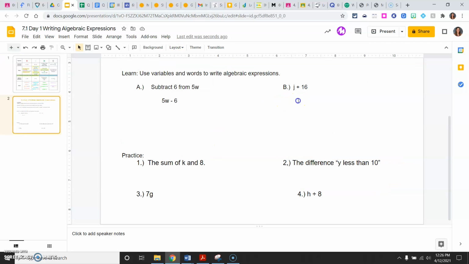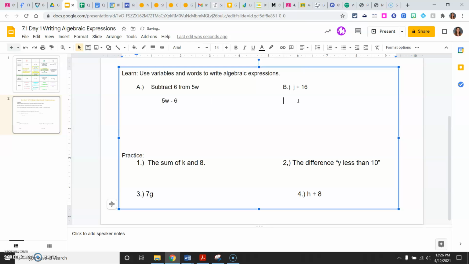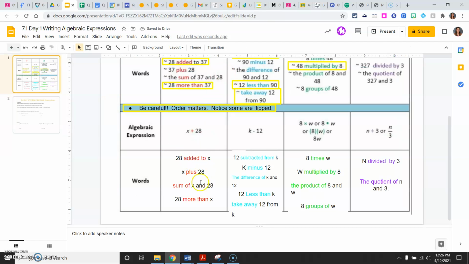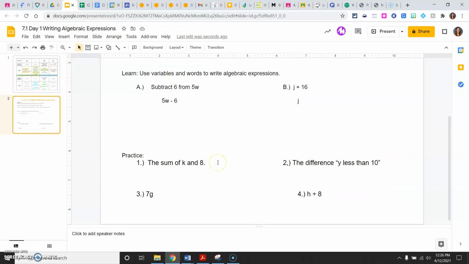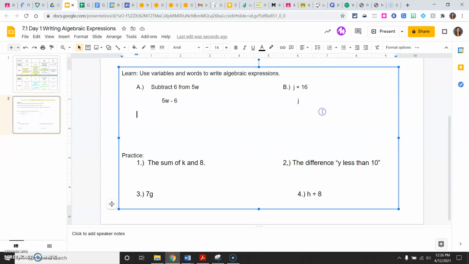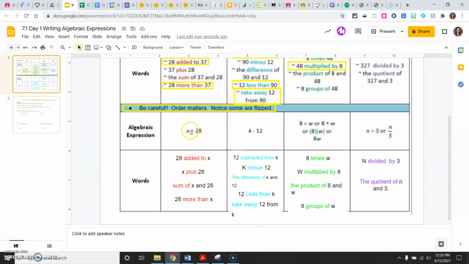Okay, slide 2, let's go to part B. This time it gave us the algebraic expression, and we have to write it in words. Now this one is plus, so we get to pick what we want that to look like. You have several choices. Okay, I just want to do plus. Sometimes it'll tell you specifically what words to use. J plus 16. There you have it. Remember, as you're working, be really comfortable with going from an algebraic expression to words and from words to algebraic expression. This chart is so helpful. Be sure to use it.